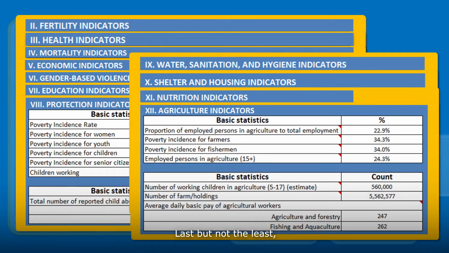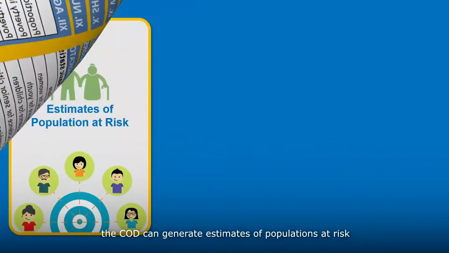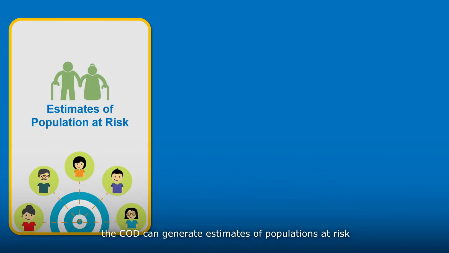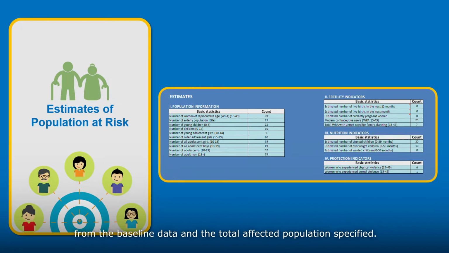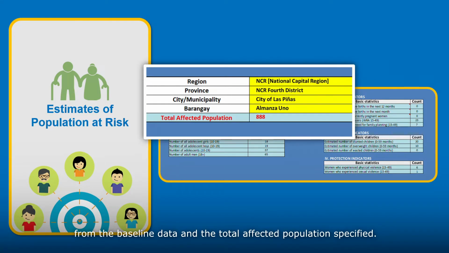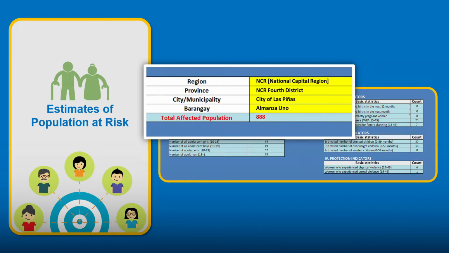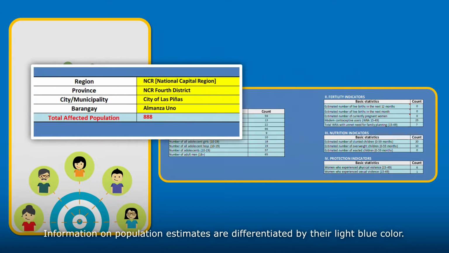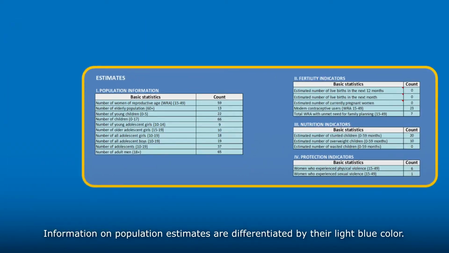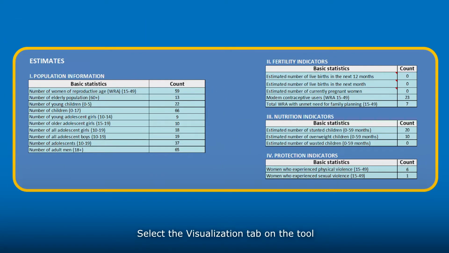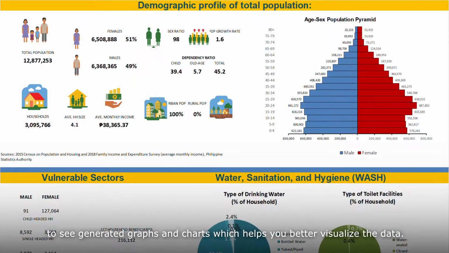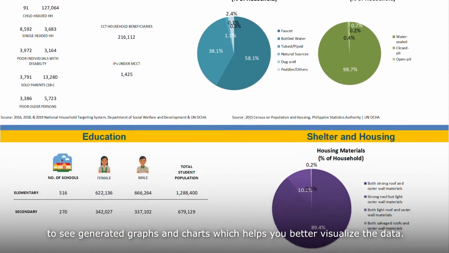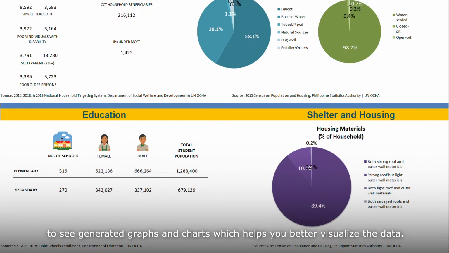Last but not least, the COD can generate estimates on populations at risk from the baseline data and the total affected population specified. Information on population estimates are differentiated by their light blue color. Select the Visualization tab on the tool to see the generated graphs and charts, which helps you better visualize the data.